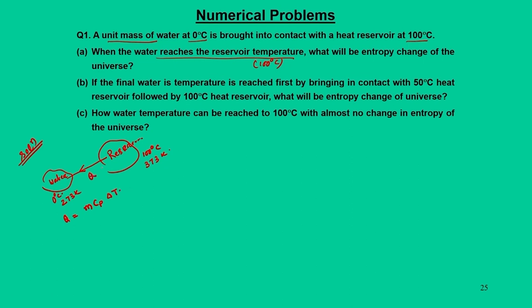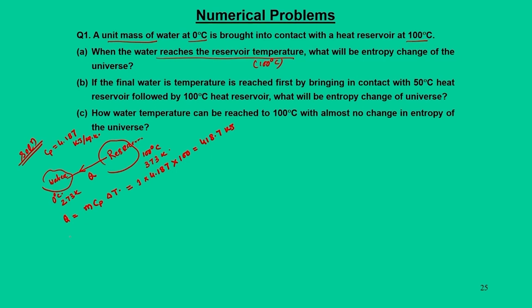So, the Q that comes from the reservoir can be calculated. m is equal to 1 and here we can write Cp for water as 4.187 kilojoule per kg Kelvin, and delta T is 100 Kelvin. So, we can say 1 into 4.187 into 100. So, this turns out to be 418.7 kilojoule.